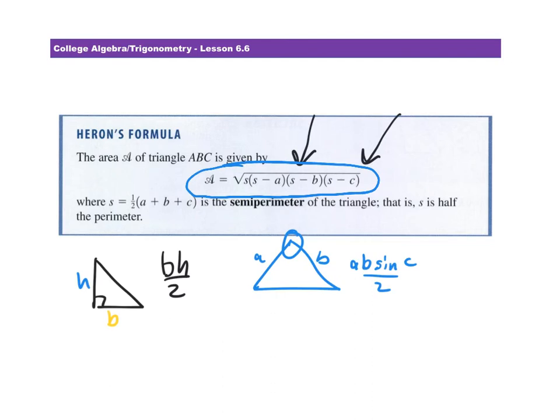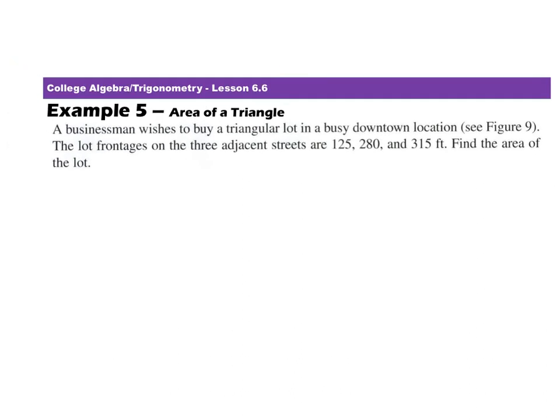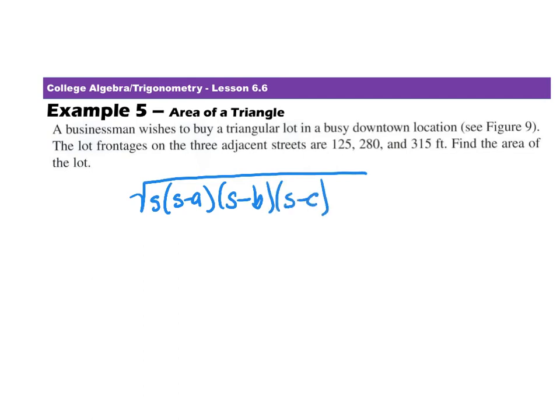So the first thing you're going to do, and I'll show you the examples, is find your S. To do that, you just add the three sides together and divide by 2, or multiply by 1/2. Then once you do that, you plug it into the formula. So let's do this problem right here. Let me write down Heron's formula for you. It's S times S minus A times S minus B times S minus C. And to find S, you take the three sides, add them together, and divide by 2.